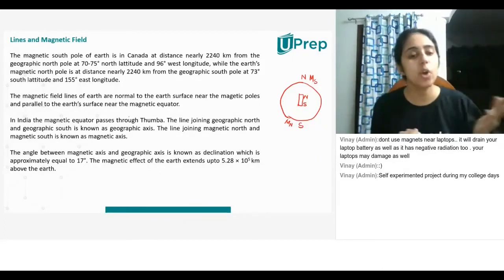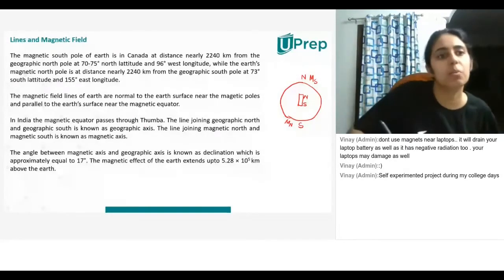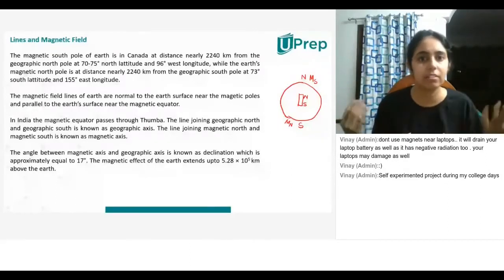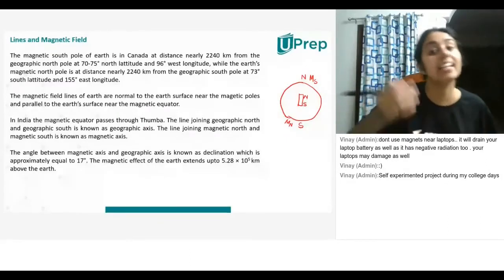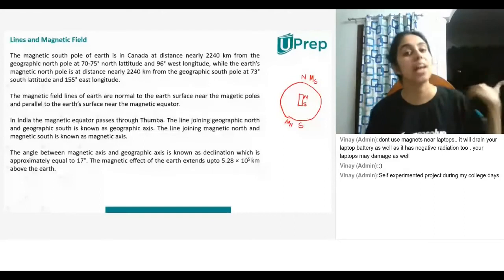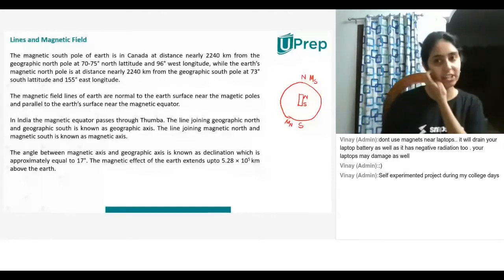Okay, so the magnetic south pole of the earth. Now, do you know where the north pole is and where the south pole is? What is on the south pole of the earth? Antarctic region, ma'am. And on the north is the Arctic region. Yes. So the South Pole has the Antarctic region and the North Pole has the Arctic region, right?